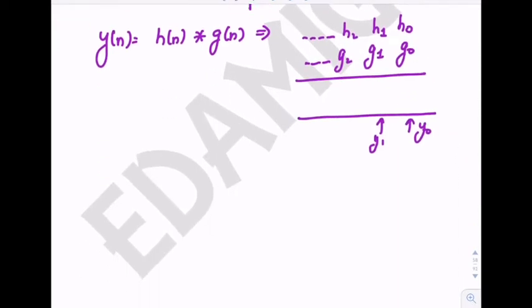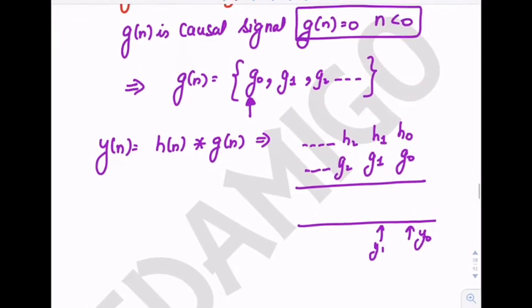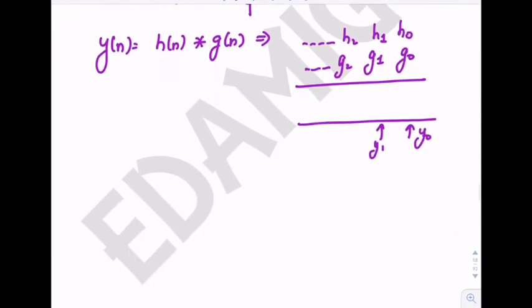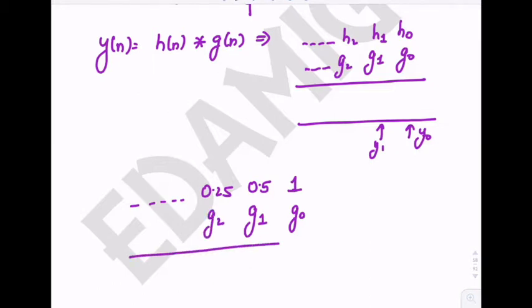Now we will write the values. As we know, h[n] is equal to (1/2)^n u[n]. So the values will be 1, 0.5, 0.25 and so on. G0 we don't know, g1 we have to find, g2 we also don't know.